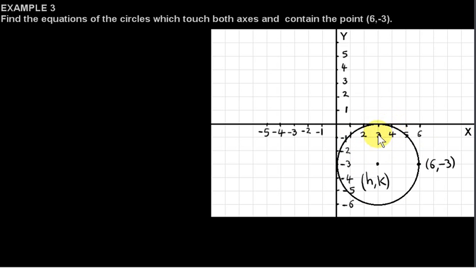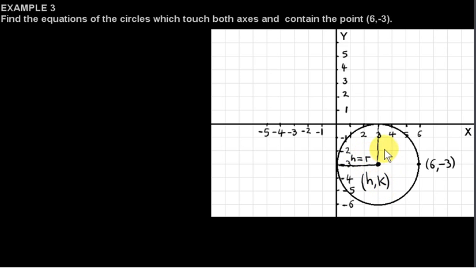If a circle touches both axes, what do we notice about HK, the centre of the circle? Well, K is this distance here, and H is this distance here. As a matter of fact, we can see that h must equal the radius. H must equal r. The x value of this point is positive because the circle passes through the point 6, minus 3 and touches both of these axes. So the center has to be here. So h has to be positive. R is positive. The radius is always positive.